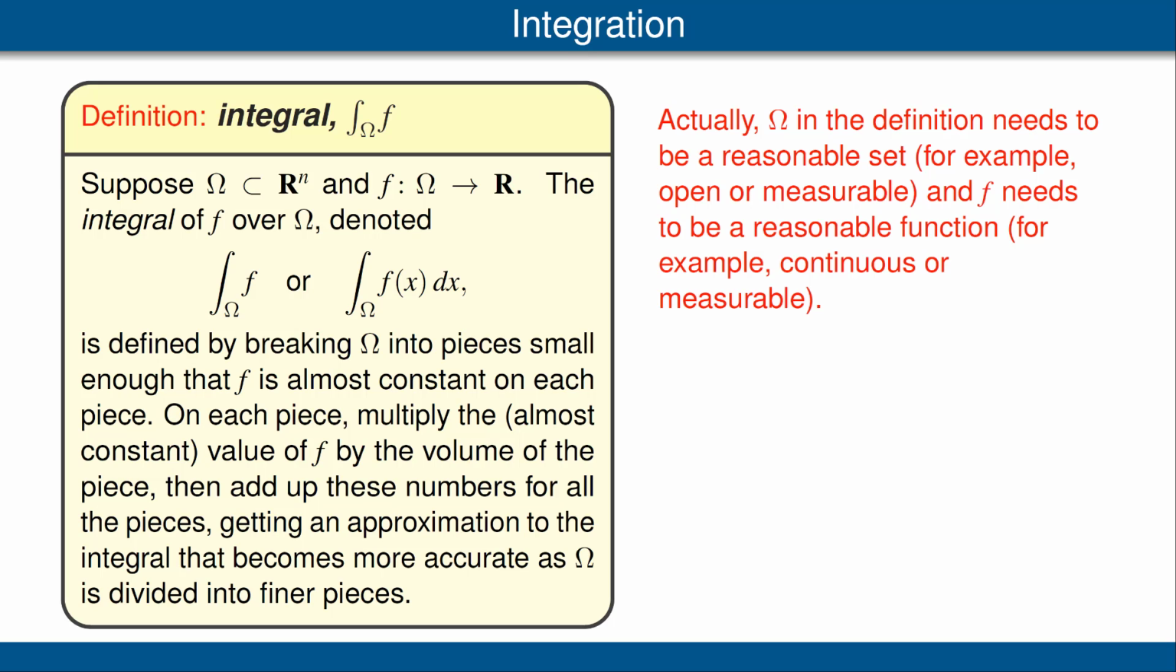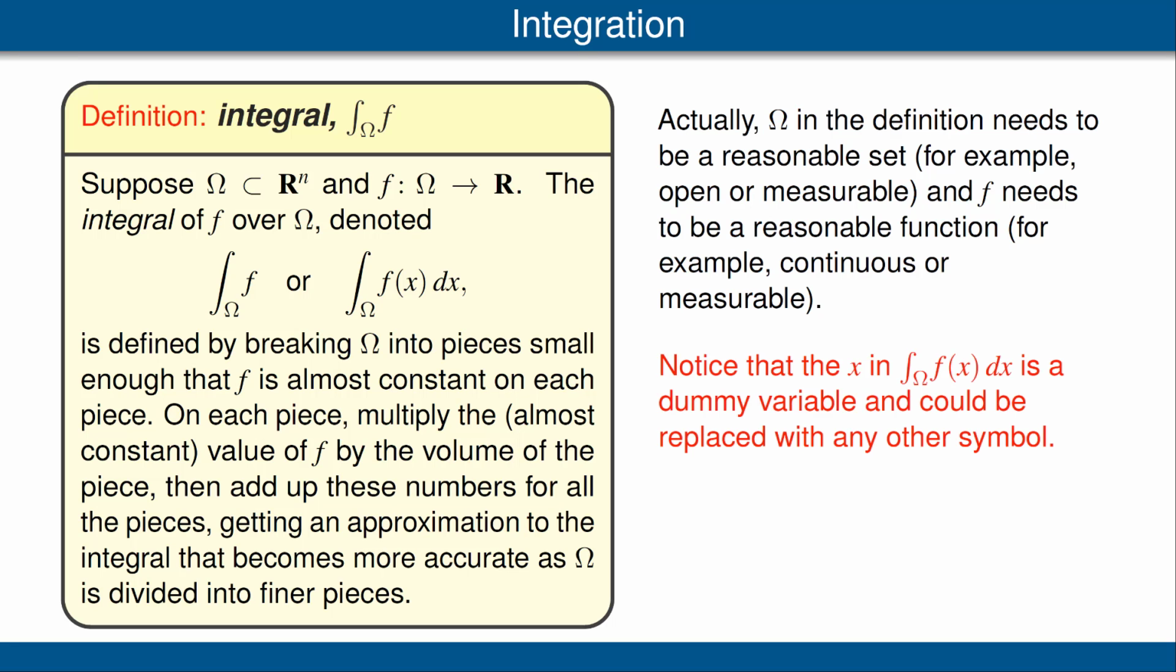First, the omega in the definition needs to be a reasonable set, meaning perhaps open or perhaps measurable, and f needs to be a reasonable function, perhaps continuous or perhaps measurable. The second comment is that if you look at the notation displayed on the left, the second notation used for the integral over omega of f of x dx, in that notation, the x is just a dummy variable and could be replaced by any other symbol.